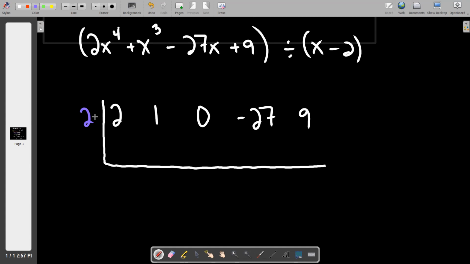So remember that purple 2, he has a hand in every step. Every time he multiplies, he just sits there and waits. Give me something to multiply by. And here we go. Drop the 2, multiply, we get a 4.